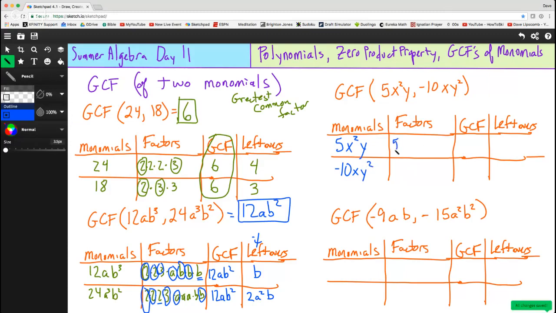Our factors are 5 times x times x times y. Now, if you ever have a negative, you always put a -1 in front. And now we just pretend, so if a negative means we always put a -1 first, and then we just factor it as if it was a normal positive monomial.